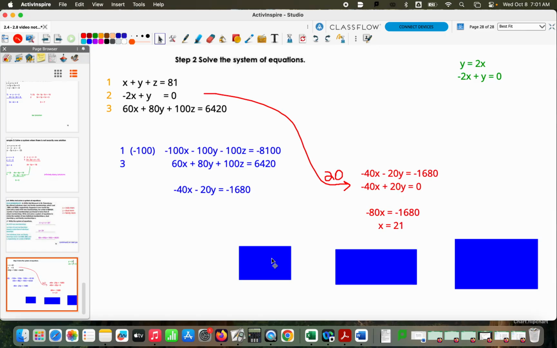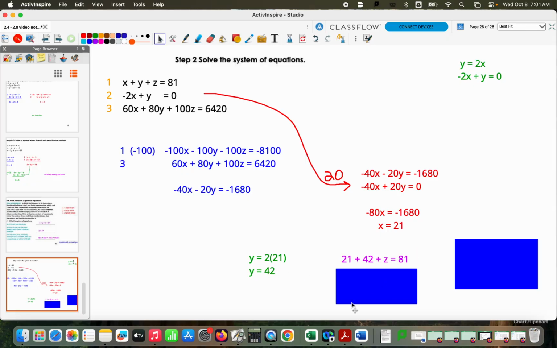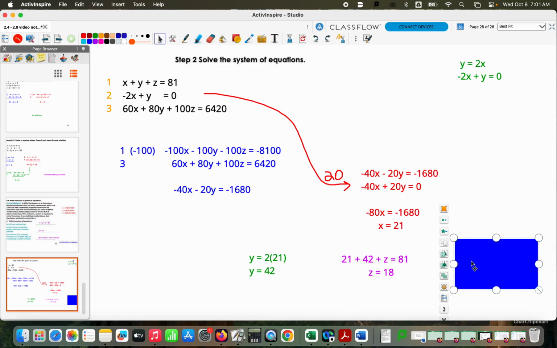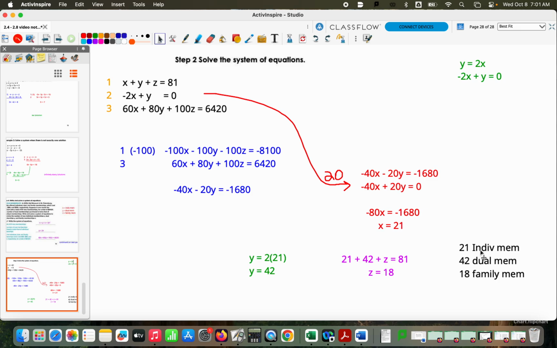Let's just find everything else, so plug it back in. The easiest place would be to plug it right in there. So 21 times 2 would be 42, so there's 42 of those types. I think that's the dual membership. And then just pick one of your equations. Probably the top one would be the easiest. All of these had to add up to 81, so just plug in everything you know and find z. So there were 21 individual memberships, 42 dual, and 18 family memberships.